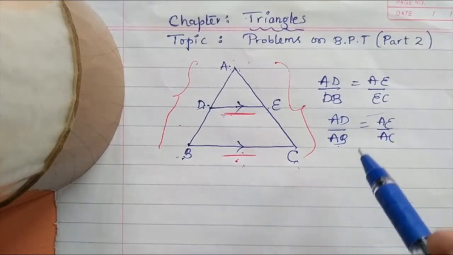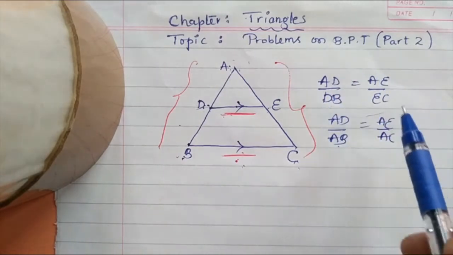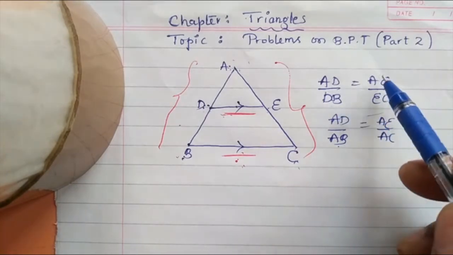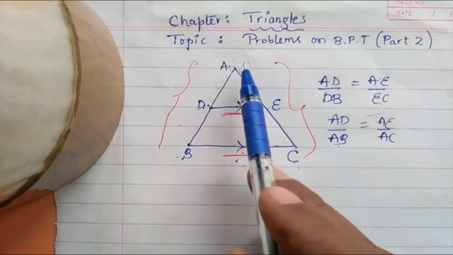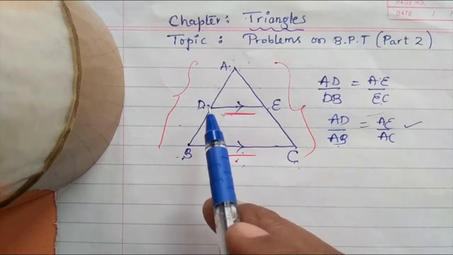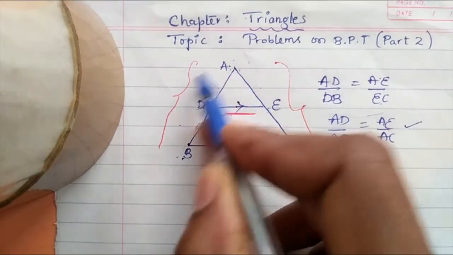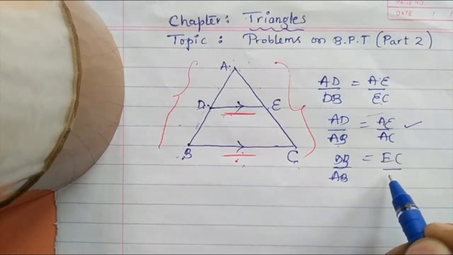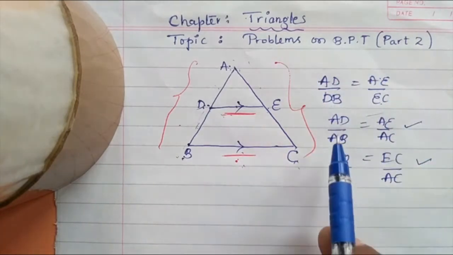In today's class, before going to 2 mark and 3 mark questions, these ways of writing the BPT main result and additional results are very important before going to the examples. AD by DB, AE by EC, part by part form. Another one is part by full form. Another one is this part and whole, DB part and AB full, and EC part and AC full. This is another result. This is the main result of BPT.